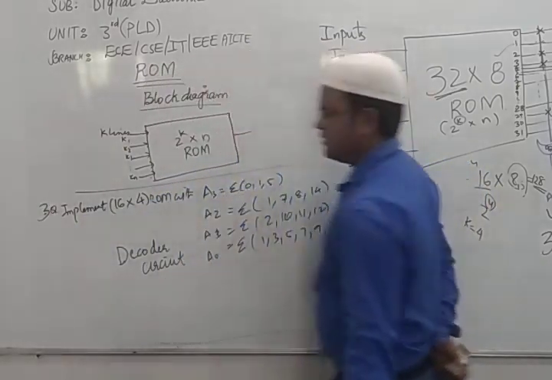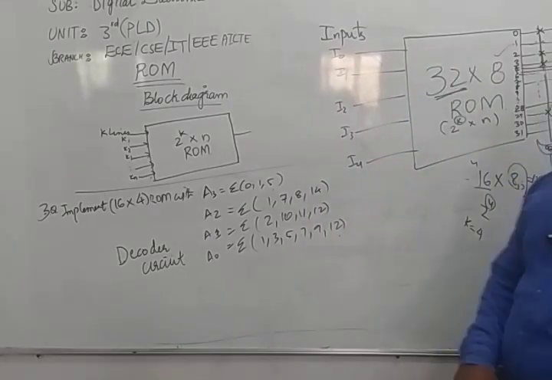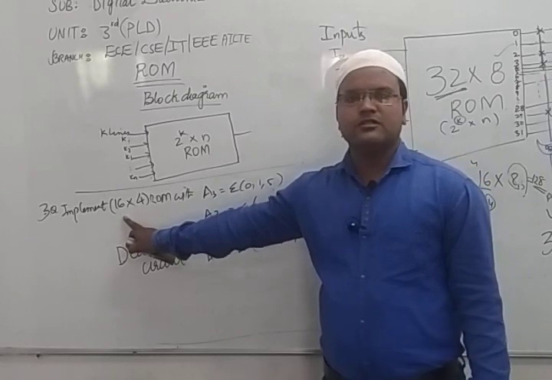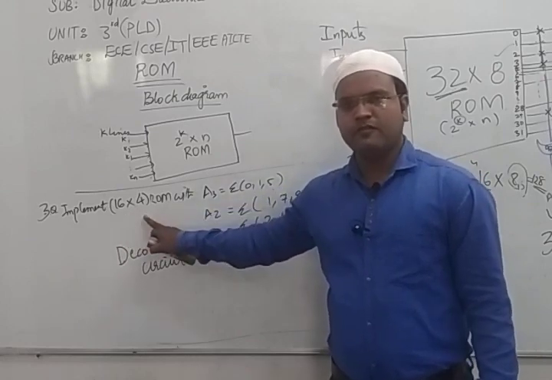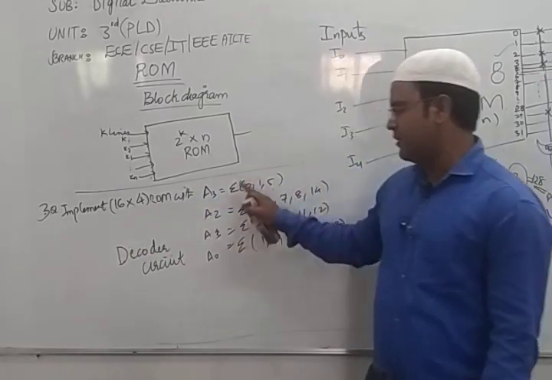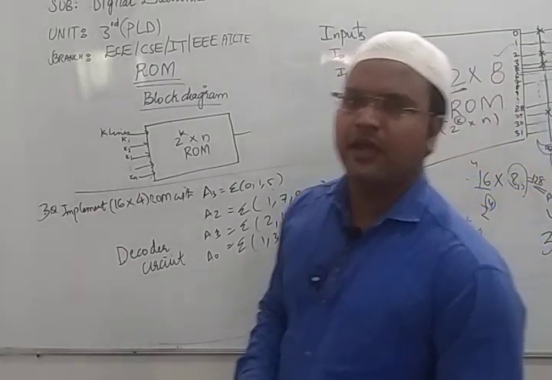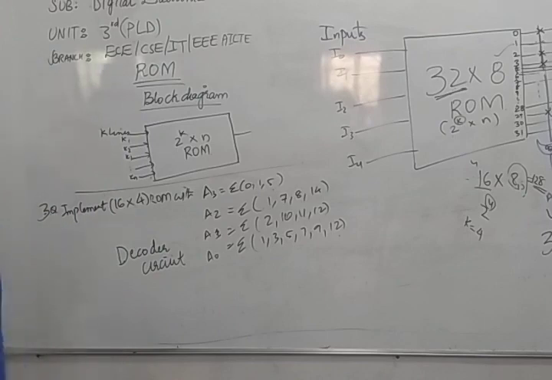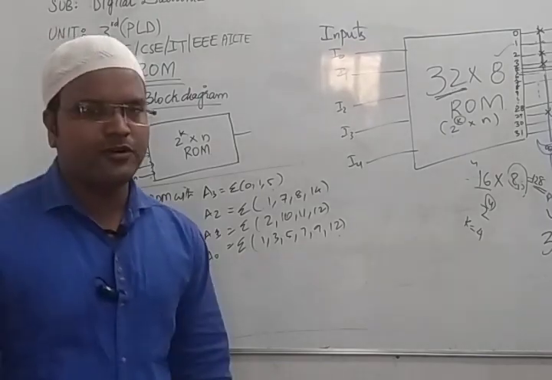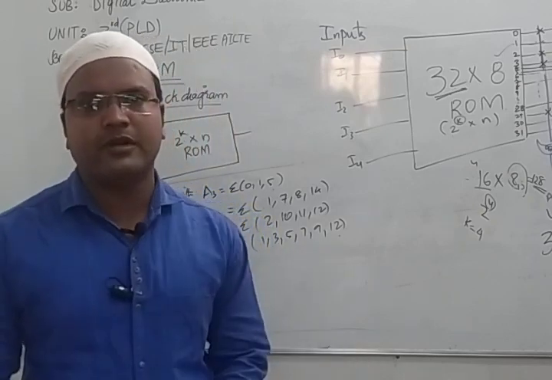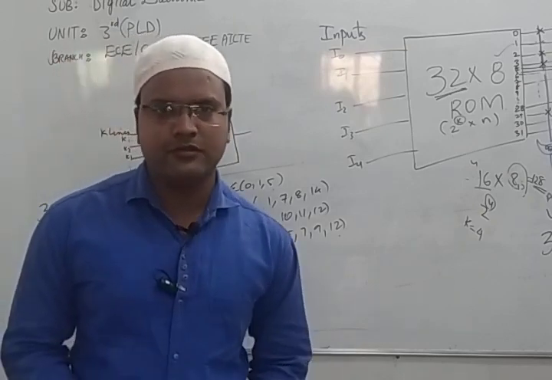In this also, 16 by 4 means 16 is 2 power 4. 4 inputs, 16 locations, 0 to 15 combinations, and 4 is nothing but the outputs, A3 to A0. Using the decoder, try to implement and get the answer. If you have any doubt, you can ask about it, but see the complete video. If you understand the complete video, then only you will be able to implement. Okay, thank you for today's class.